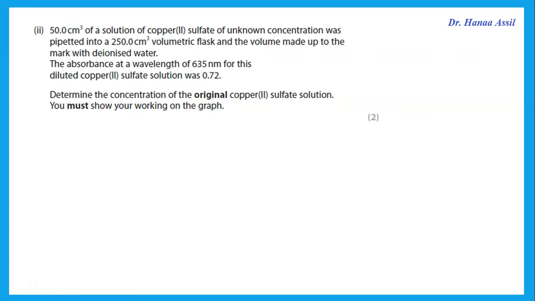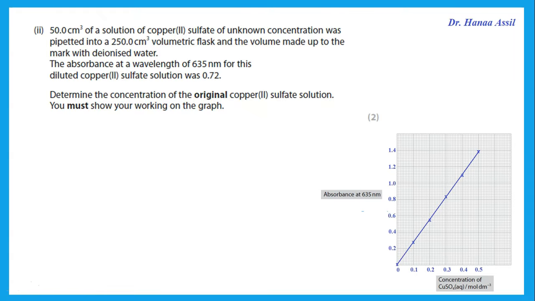50 centimeter cubed of a solution of copper sulfate of unknown concentration was pipetted into a 250 centimeter cubed volumetric flask, and the volume made up to the mark with deionized water. The absorbance at a wavelength of 635 nanometer for this diluted solution was 0.72. Determine the concentration of the original copper sulfate solution, you must show your working on the graph.